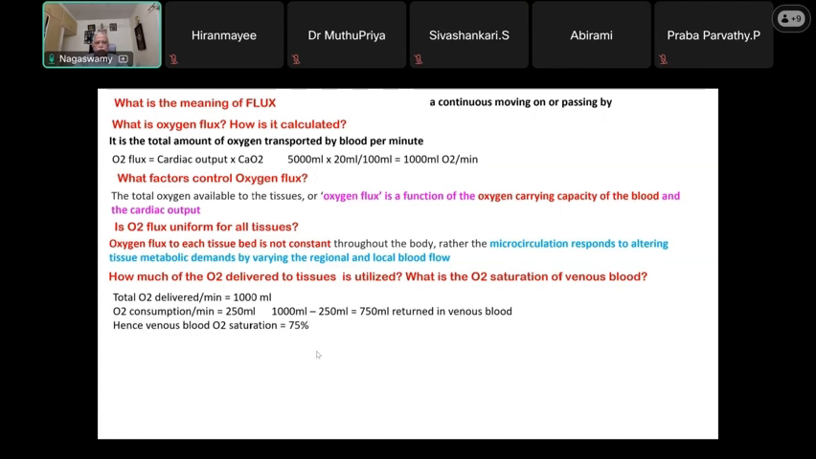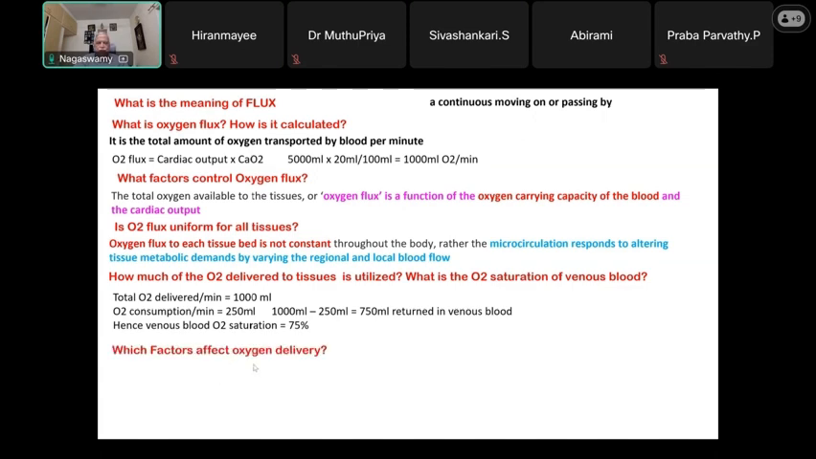Supposing it becomes 60%, what is the importance of that? Supposing you take a mixed venous sample from the jugular, and then you do an ABG, and it shows oxygen saturation 60%. That means increased consumption or extraction. Okay, that is the important thing. That is the reason why you have to know about this.